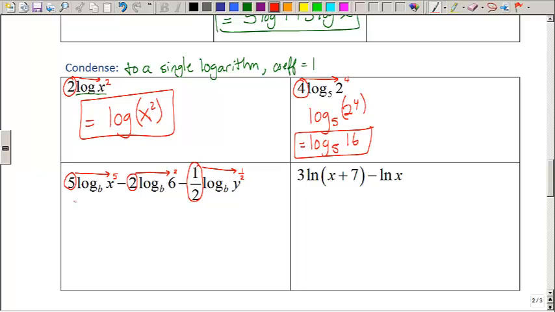y, which leaves me with log base b of x to the 5th minus log base b of 6 squared, which is just 36, minus log base b of y to the 1/2. I'm going to go ahead and write that the square root of y. So on this problem, I have now used the power rule to get all of the coefficients into the exponent of the argument. At this point, someone in class often says, well, how come you didn't take the -2?